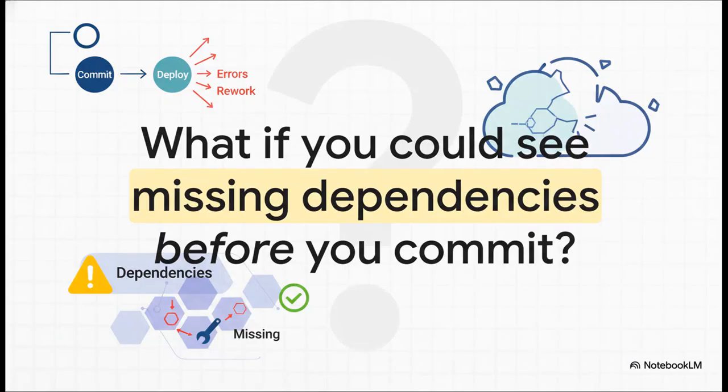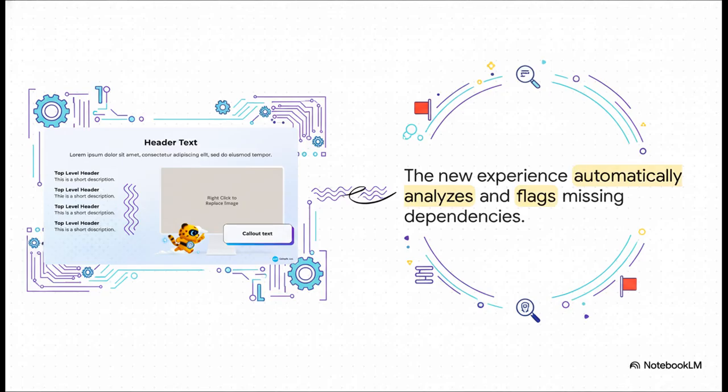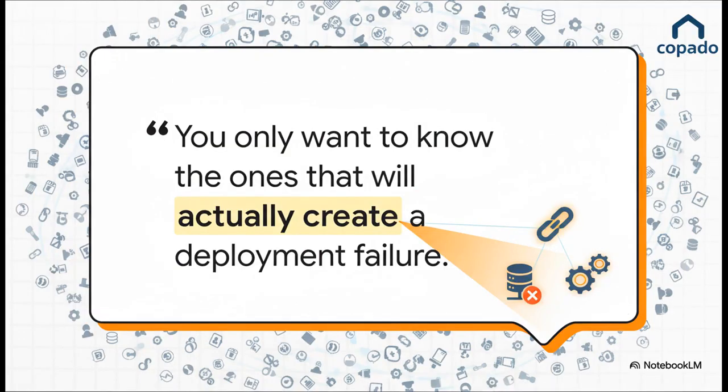Okay, this right here is the heart of the whole thing. Imagine this. Instead of committing, running the deployment, and then slapping your forehead when you realize you forgot something, what if the system could just tell you instantly? Well, that's exactly what it does. It's pretty amazing. As you start selecting the components you want to commit, the new experience is working in the background, automatically analyzing them against the destination org. And boom, it instantly flags any missing dependencies. All the guesswork is just gone. And this is where the intelligent part really shines.